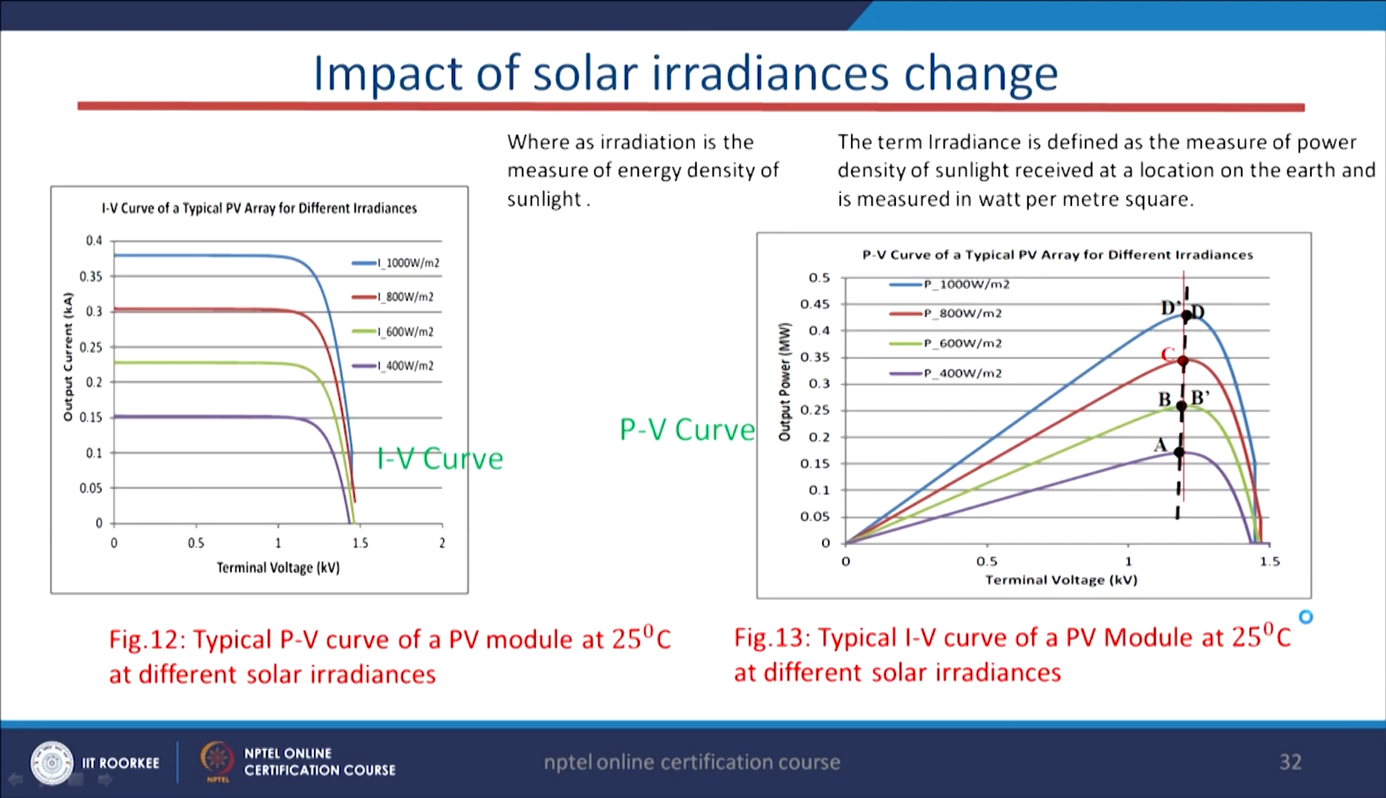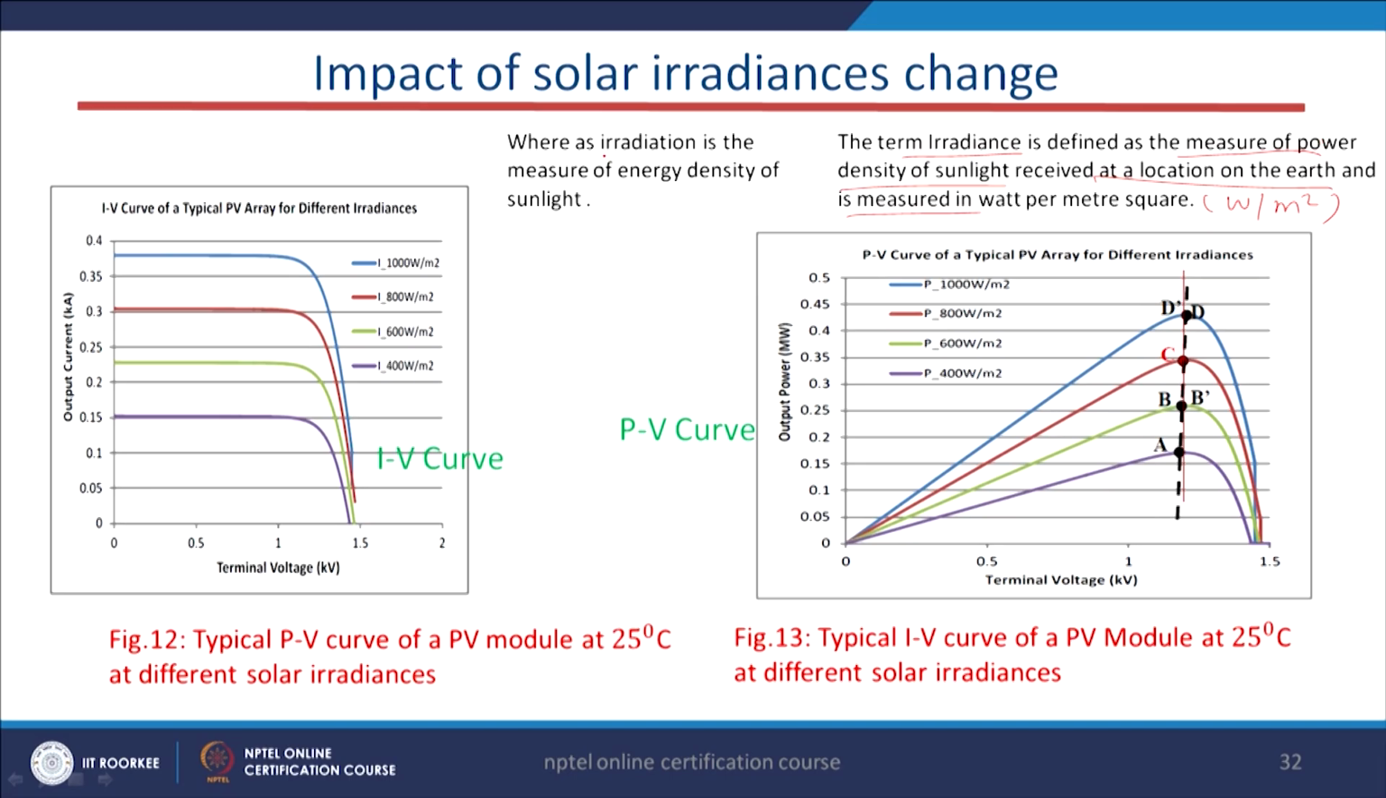Now, in the subsequent 2-3 slides we will discuss the impacts of temperature and irradiance on the VI characteristics or PV characteristic of the solar cell. First of all, I just want to explain the impact of irradiance. What is irradiance? The term irradiance is defined as the measure of power density of sunlight received at a location on earth and is measured in watt per meter square. The unit of this irradiance is watt per meter square.